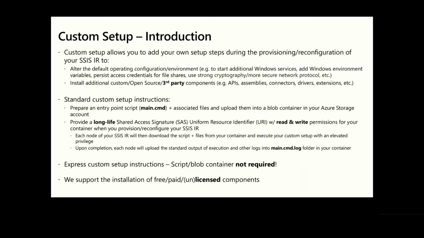First, prepare an entry point script, or main.cmd, plus associated files and upload them into a blob container in your Azure storage account. Next, provide a long-life shared access signature uniform resource identifier, or SAS URI, with read and write permission for your container when you provision or reconfigure your SSIS IR. Each node of your SSIS IR will then download the script plus files from your container and execute your custom setup with an elevated privilege. Upon completion, each node will upload the standard output of execution and other logs into main.cmd.log folder in your container.